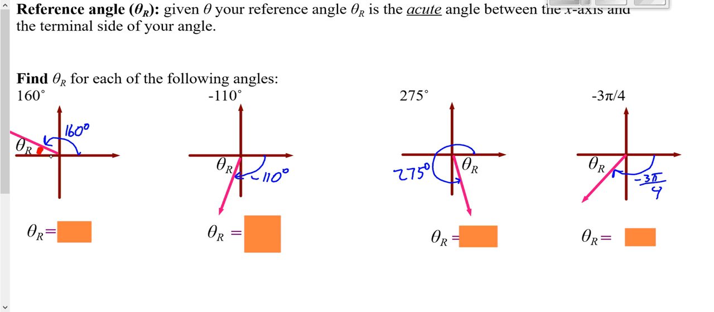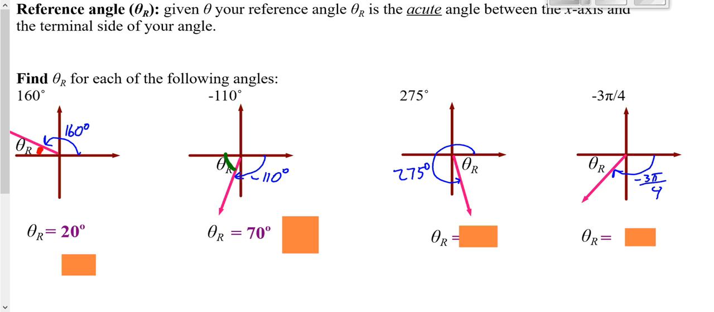180 puts you over here. Well, if you went all the way, that would be 180, but you only went to 160, so you'd be 20 away, so your reference angle would be 20 degrees. Looking at the next one, you're 110 degrees back, so if you go from there to the x-axis, that would be your reference angle. If you went backwards all the way to there, that would be 180 back, but you only went 110, so you're 70 degrees away.